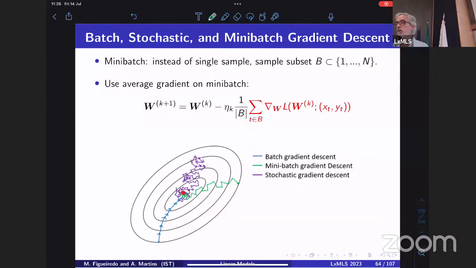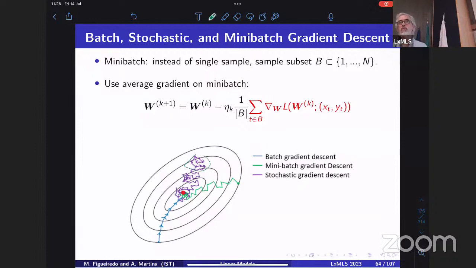Rather than taking one point, you take B points and you average the gradient. The blue line would be batch, which is the whole data. The purple line, the one below it, is stochastic gradient descent with a single sample. It's really noisy, like a drunken walk around, because you're looking at just one point at a time. And by averaging over a few points, you're somewhere in between.